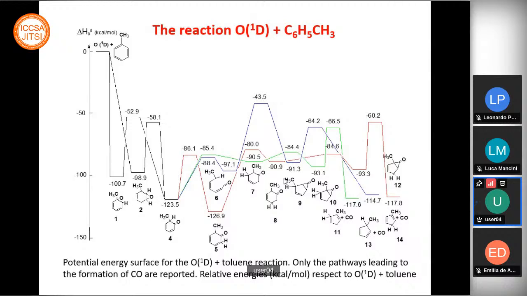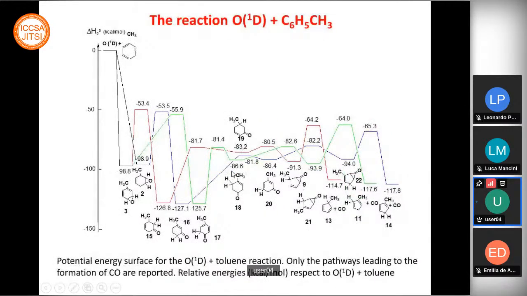In this case, we have 6 different exit channels. Here I have reported the exit channels involved in the isomer 1 and partly the isomer 2, and we have the reaction paths in different colors, blue, green, and red. And here I have reported the other 3 reaction paths, starting from isomer 2 or 3, again with different colors.